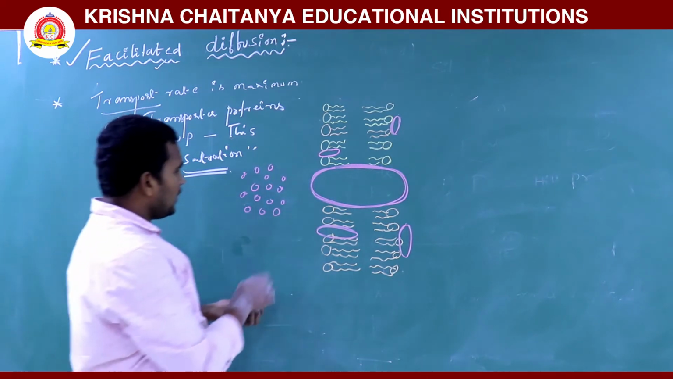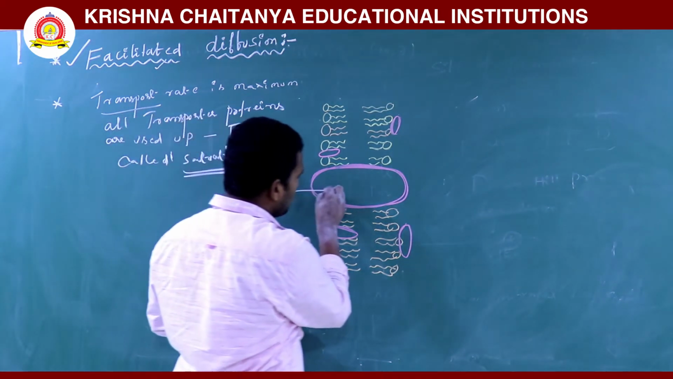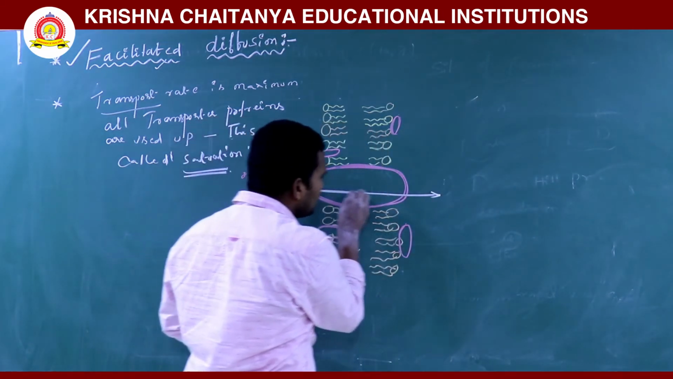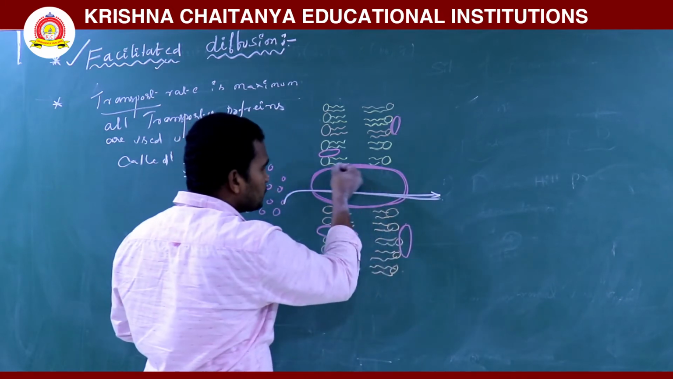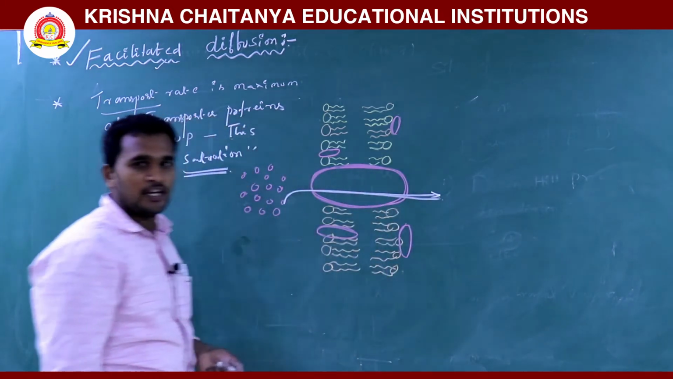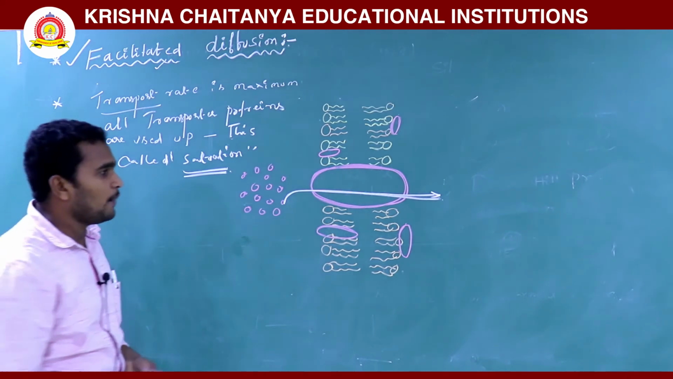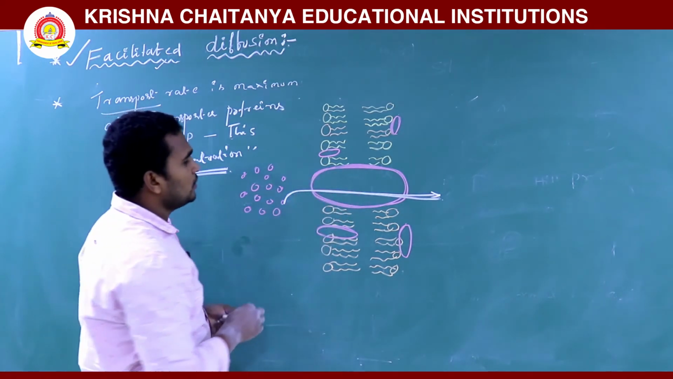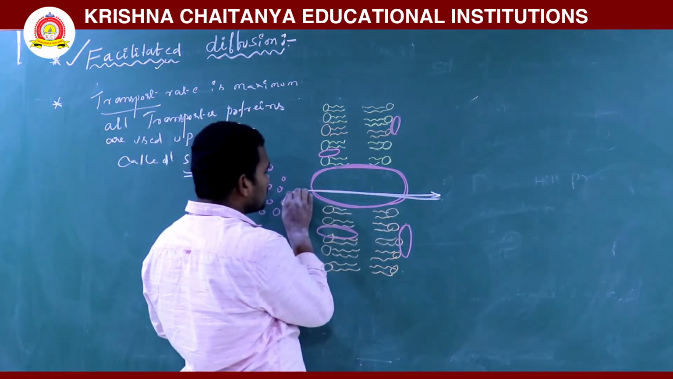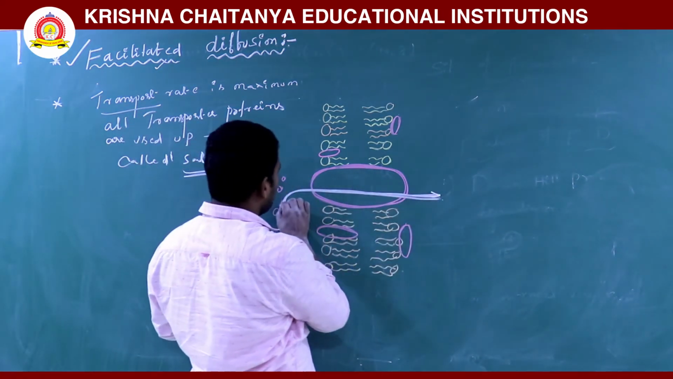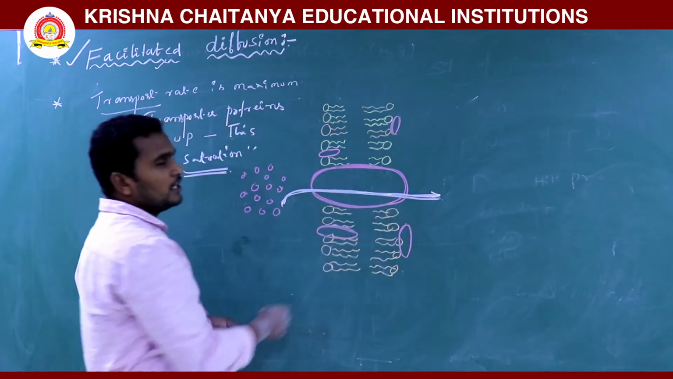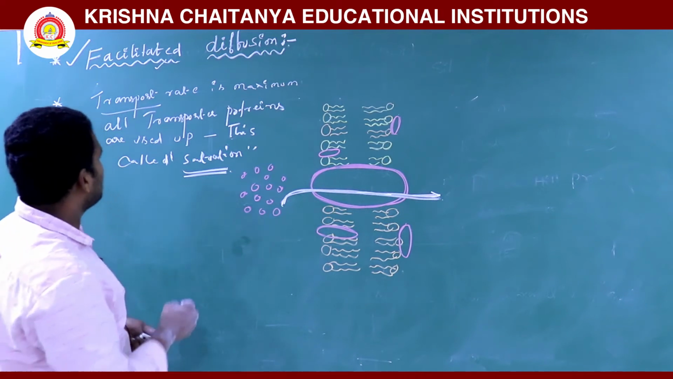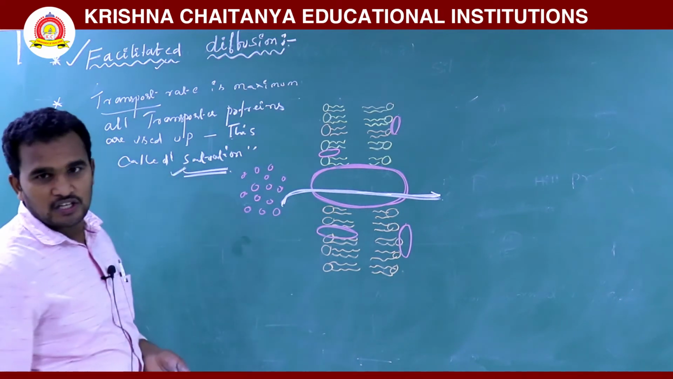So this is the molecule. This molecule is continuously passing through the protein. What happens? The protein is completely used. Because the molecules continuously pass through the proteins, the proteins become saturated. That is called saturation.